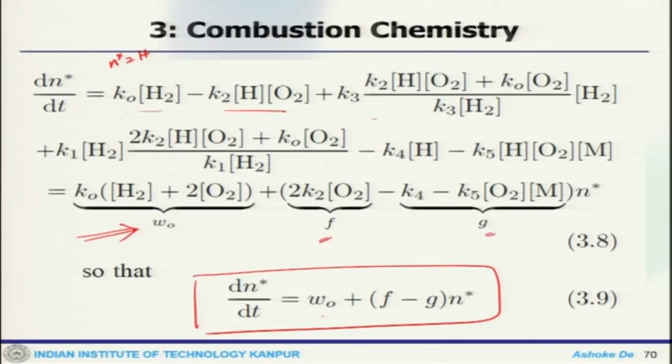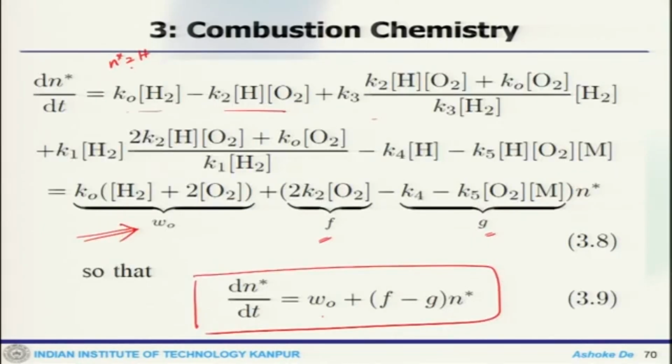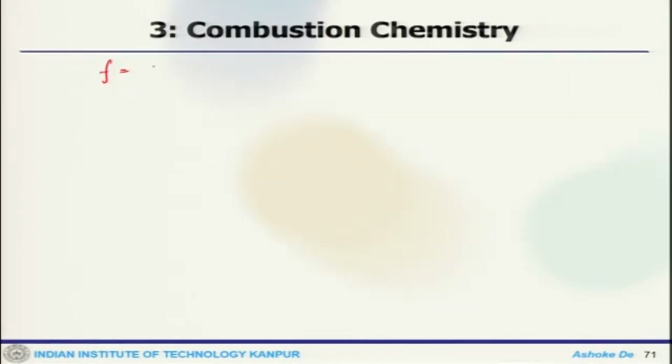So, that is where you get your radicals, where F, if you look at here, is the chain branching, one can identify it that way. G would be chain termination.